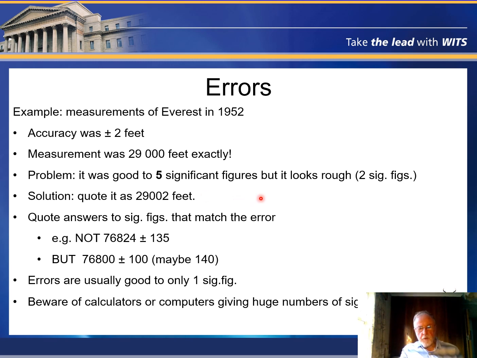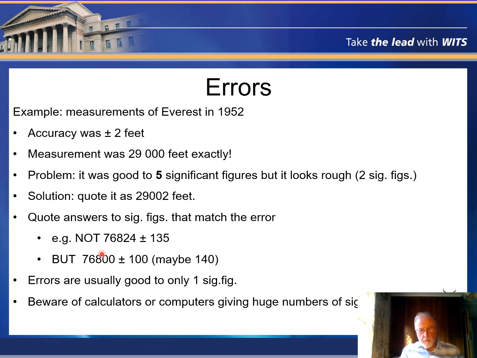And when I was at school, that's what we always learned. The height of Everest was 29,002 feet. I'm not sure what the present value is. So another thing that we see from this is that you must quote significant figures that match the error.